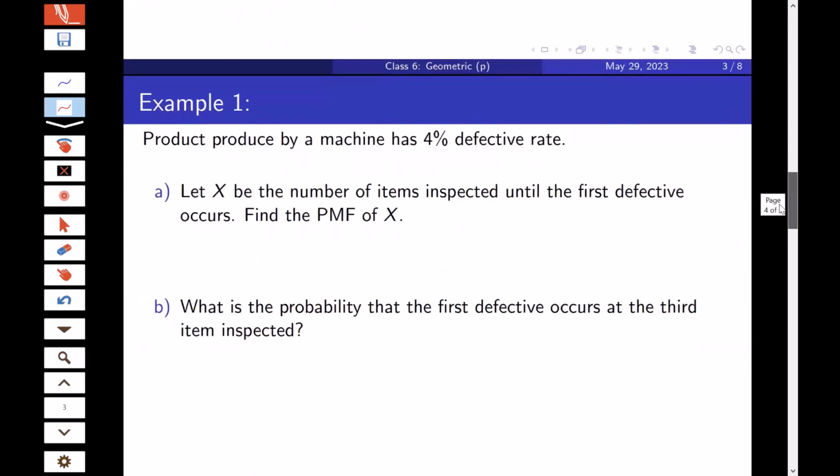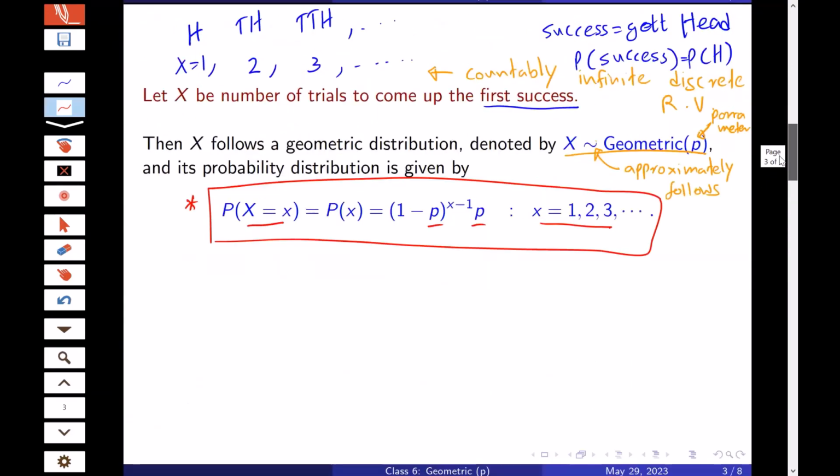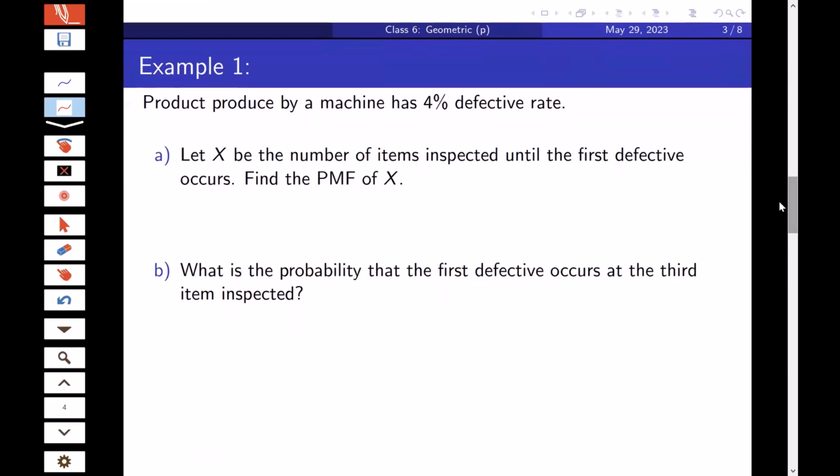Let's do a quick example to understand how we can use this geometric distribution equation. This example says a product produced by a machine has a 4% defective rate. Let S be the number of items inspected until the first defective occurs. In this case, a product can be either defective or not defective.